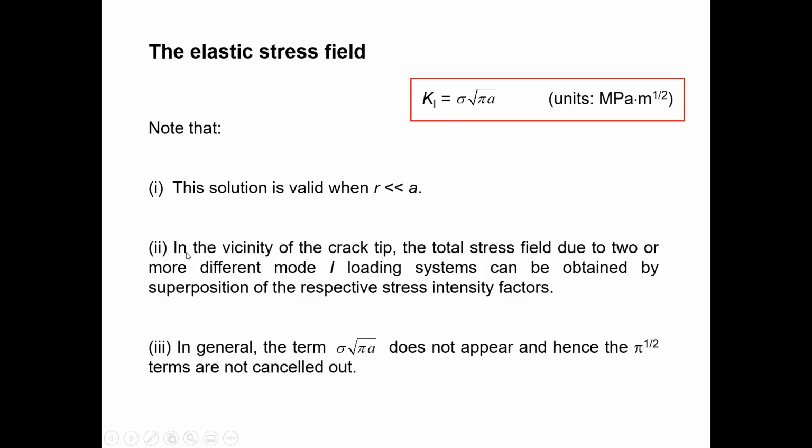Okay, that's one. In the vicinity of the crack tip, the total stress field is due to two or more different modes of loading. That means around the crack tip, assume there is an axial load, and there is bending, and there is torsion, different types of load. Inside the crack there is free space, so you don't worry about the loading type and other things, but at the crack tip, if there are so many stresses involved, you need to calculate the stress intensity factors for each mode.